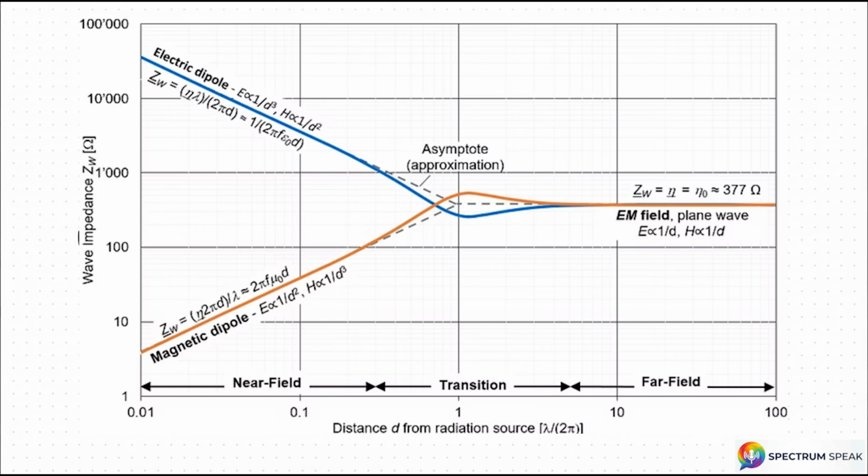To really put this in perspective, let's quickly look at the far field one more time as our baseline. Once you're out past that lambda over 6 boundary, the ratio of the E and H fields perfectly converges to a constant value, roughly 377 ohms. That's the intrinsic impedance of free space. Out there, it doesn't matter what kind of antenna or circuit generated the signal, the wave impedance has totally stabilized. But inside the near field, yeah, that 377 ohm number goes completely out the window.